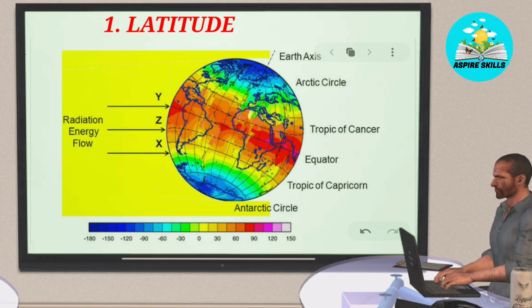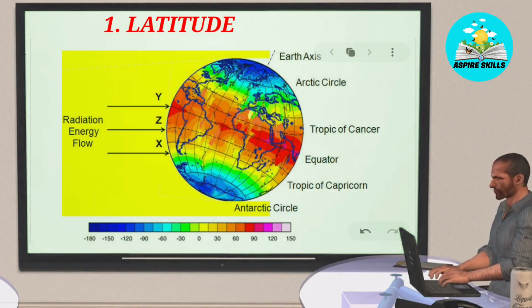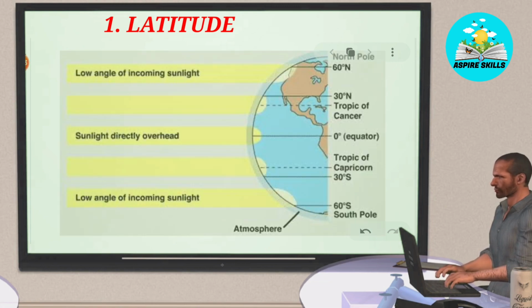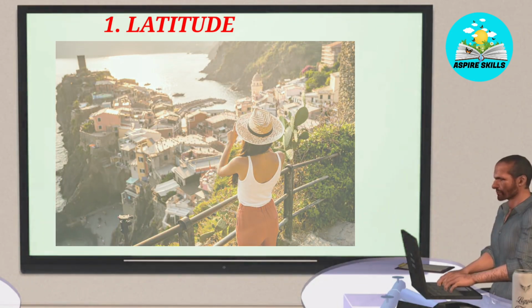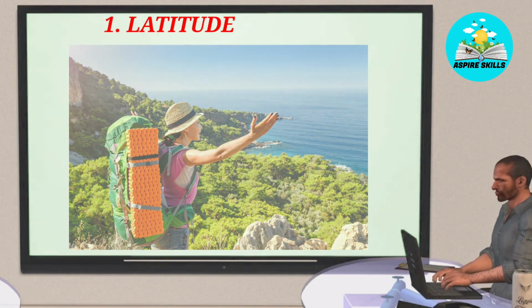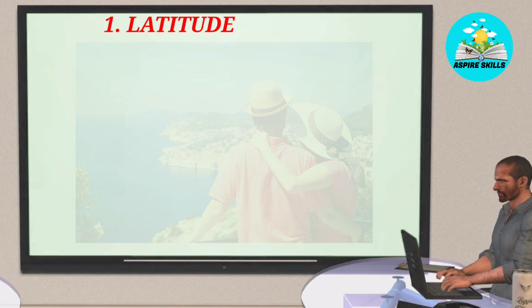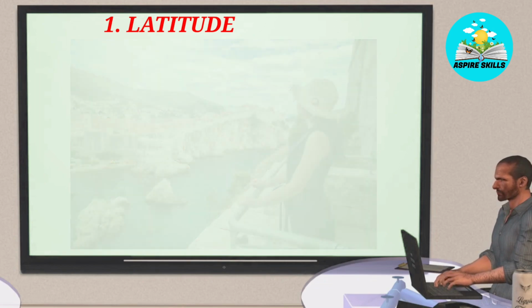As we go further away, we have the temperate zone or the temperate region. This is the region lying between Tropic of Cancer and the Arctic Circle in the northern hemisphere. And in the southern hemisphere, it's between Tropic of Capricorn and Antarctic Circle. This area has a pleasant climate. That's why most of the tourist destinations in the world are located in the temperate zone.